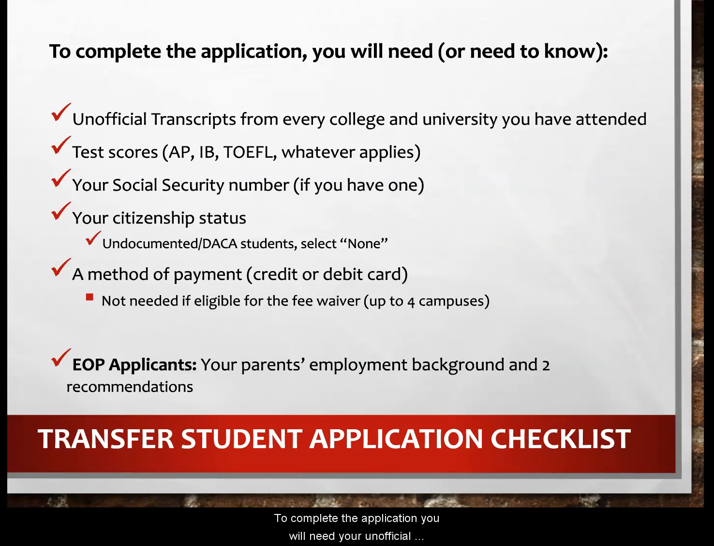To complete the application, you will need unofficial transcripts from every college and university you have attended. You will need test scores if you took any AP, IB, or TOEFL test. Your social security number if you have one. Your citizenship status. For undocumented and DACA students, you will select none. A method of payment. You will not need it if you're eligible for a fee waiver. It'll waive your fees up to 4 campuses. EOP applicants, you will need your parents' employment background and 2 recommendations.